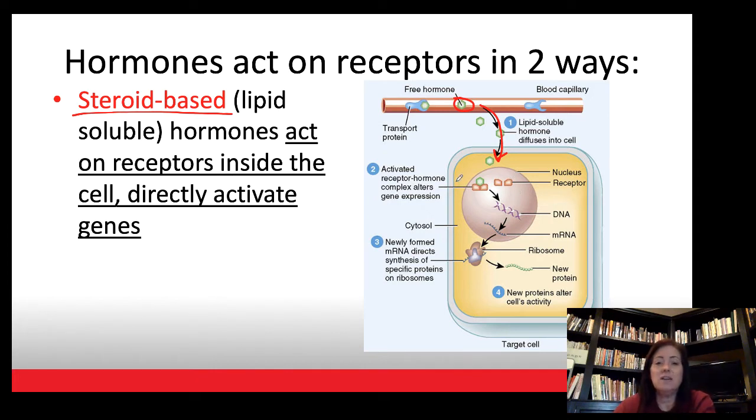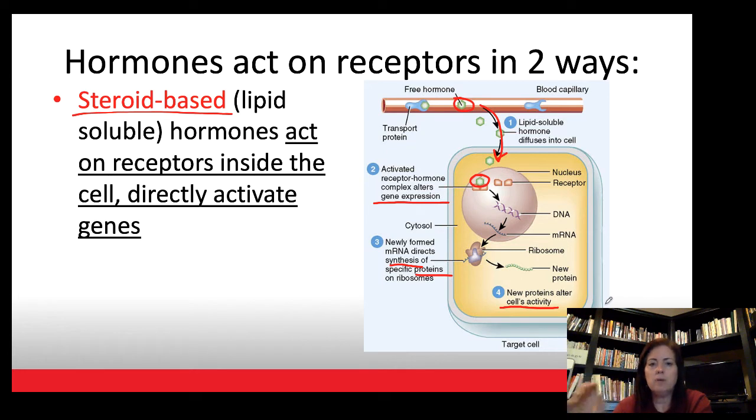And actually, it's able to enter the cell's nucleus, and at that point start to have an effect on the gene expression within that cell's nucleus. It's going to direct synthesis of specific proteins within that cell that are then going to change that cell's activity. Okay, they're going to create an effect, or in some cases impede an effect because of that.